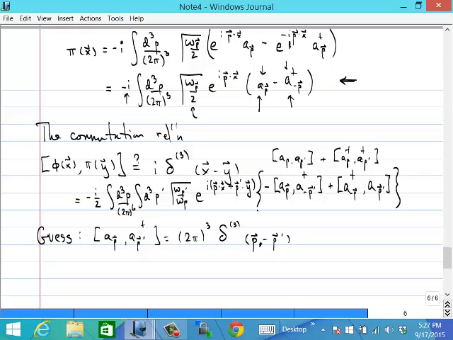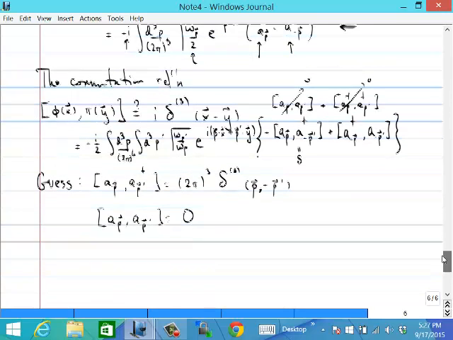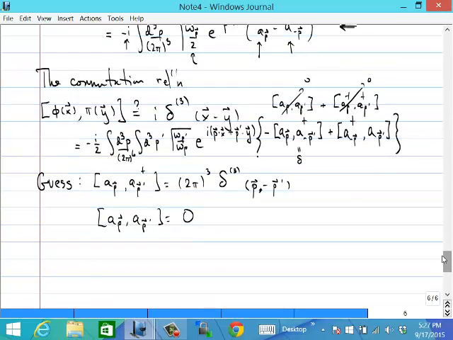And that, of course, as you've already anticipated, this a_p with a_p is equal to 0. So that sets these terms equal to 0 here. And it says that this now is going to be a delta function that sets p plus p prime equal to 0.